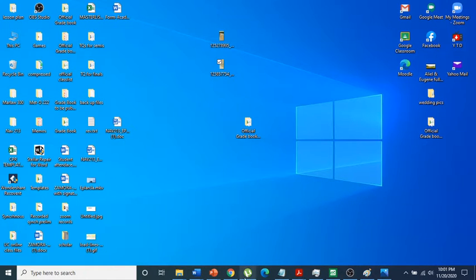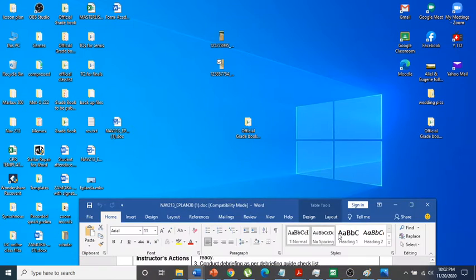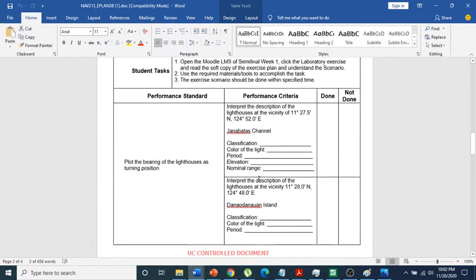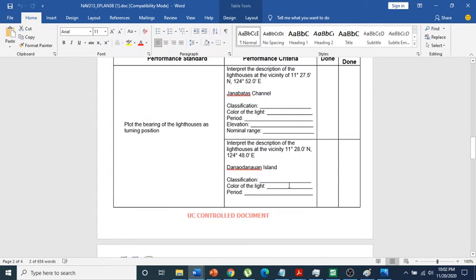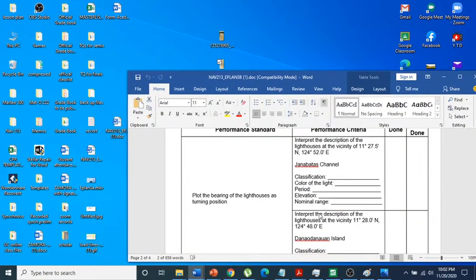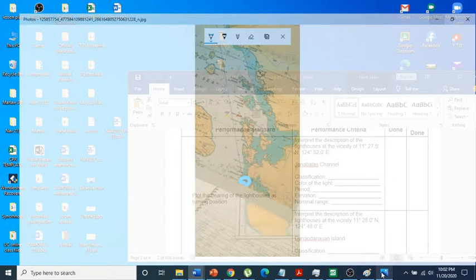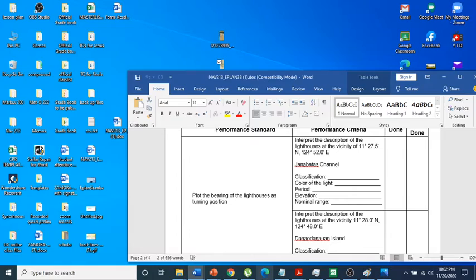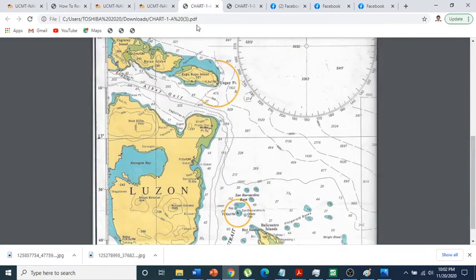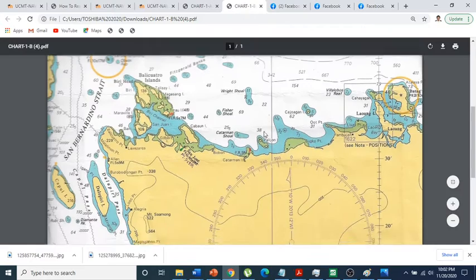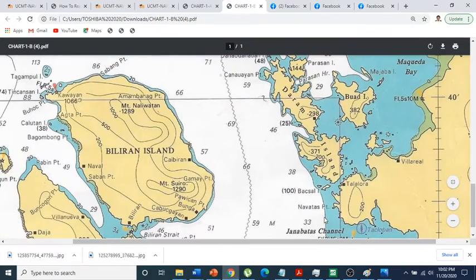Okay, so now we go back to Eplan 3B. I will answer these two parts, and you will answer the other ones. So for example, this lighthouse, yeah. Let's assume you already encircled it. Now we go to its characteristic. Okay, let's zoom it.